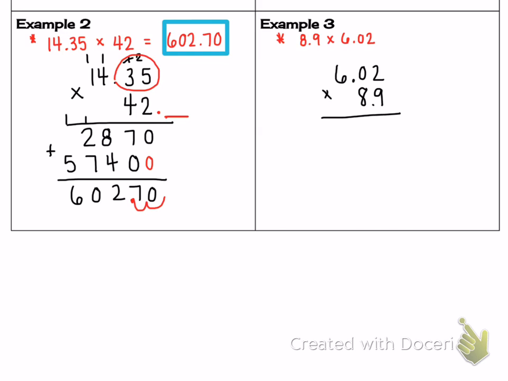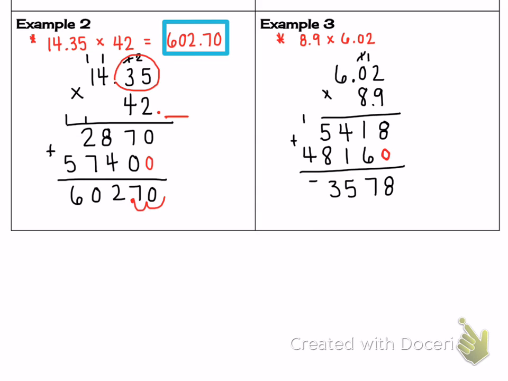I multiply the 9 times the 2. That is 18. I carry the 1. 9 times 0 is 0, plus 1 is 1. And 9 times 6 is 54. Put my 0 placeholder in. 8 times 2 is 16. I carry the 1. 8 times 0 is 0, plus 1 is 1. And 8 times 6 is 48. I add my digits. I have 8, 7, 5, 13, carry the 1, and 5.